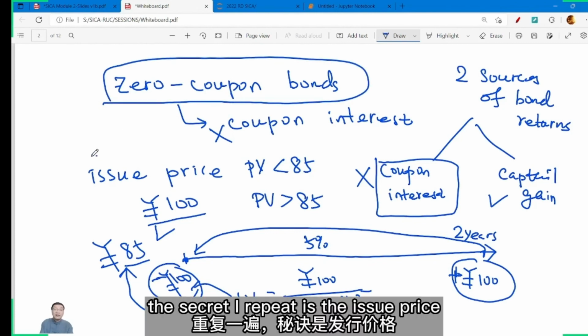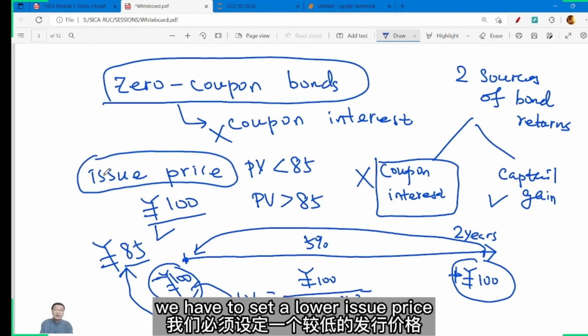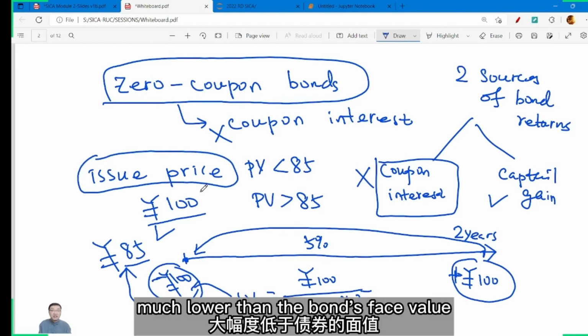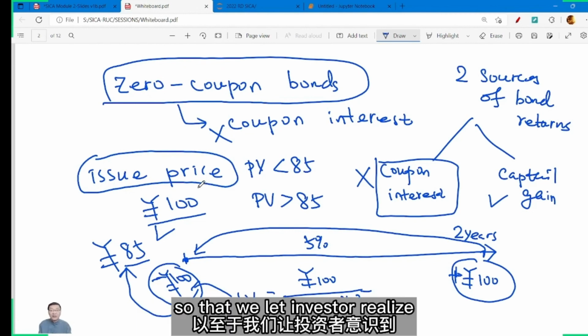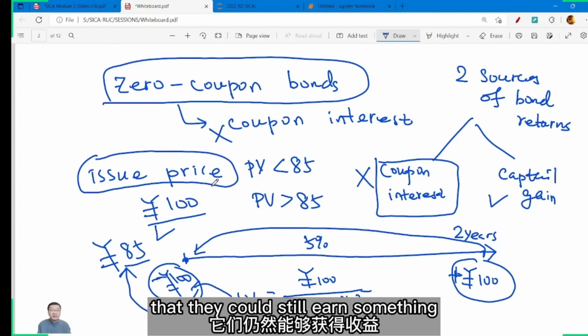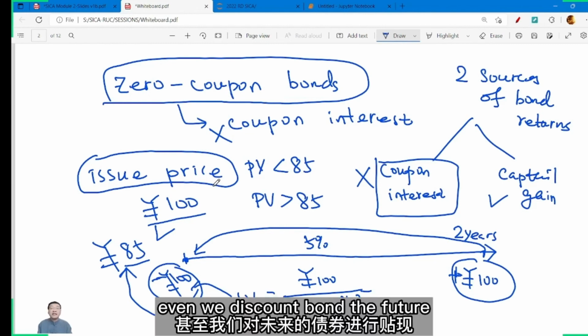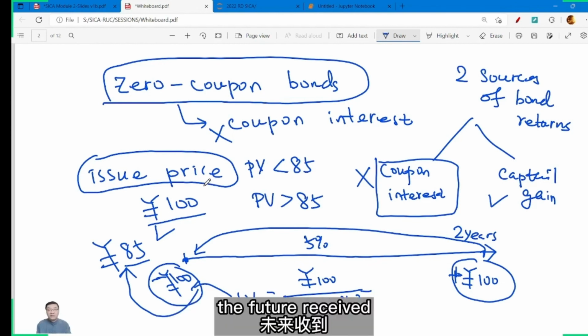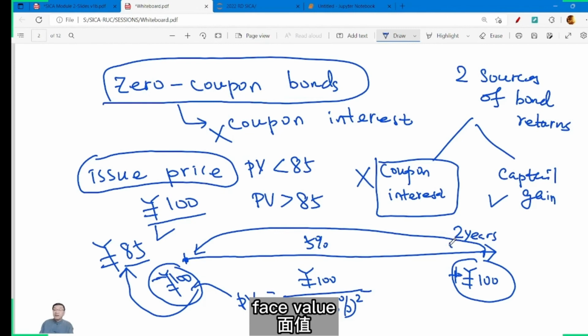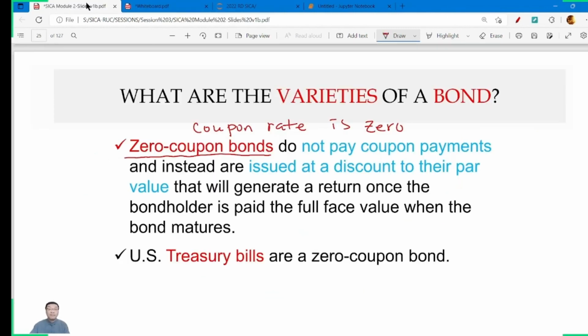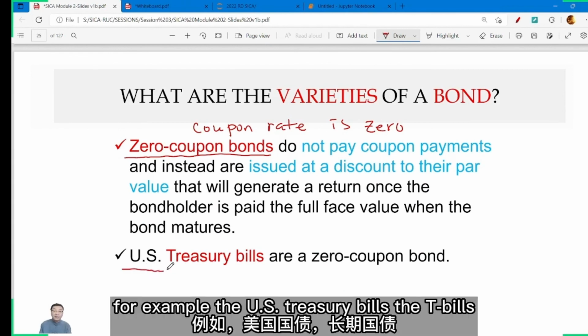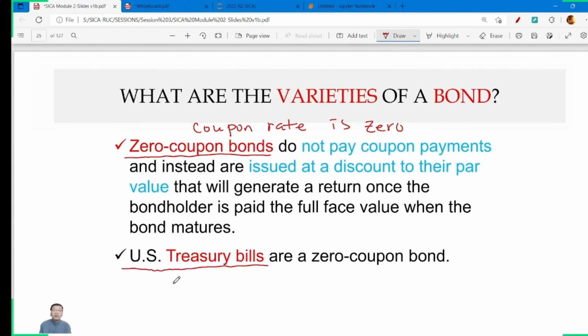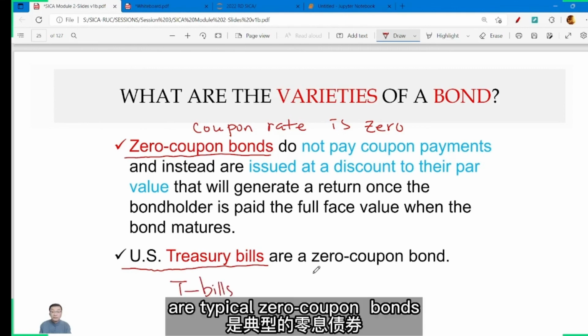The secret, I repeat, is the issue price. We have to set a lower issue price, much lower than the bond's face value, so that investors realize they could still earn something from the lower issue price, even if we discount back the future received face value. This is zero coupon bonds. For example, the US Treasury bills, the T-bills, are typical zero coupon bonds.